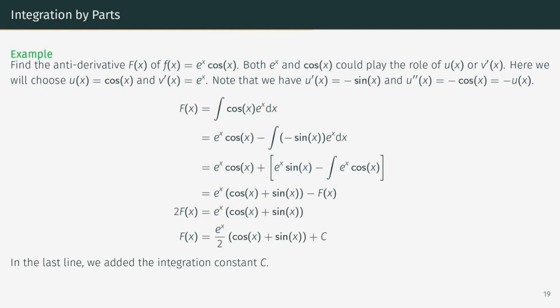We can then divide by 2 to get back to only having f of x on the left-hand side. This results in f of x equals e to the x divided by 2 times the cosine of x plus the sine of x plus our integration constant c. In the last line, we added the integration constant plus c because we didn't have any boundaries of integration. And this is something that you have to remember.